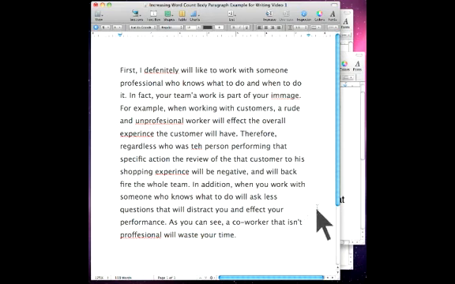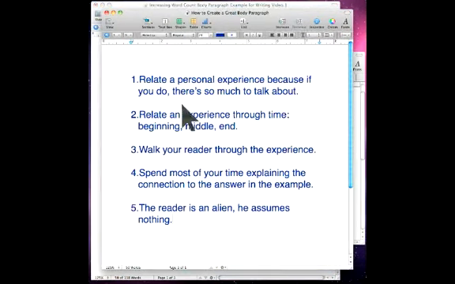So now, how are we going to do this? How are we going to increase this? I know so many of you are thinking how. Maybe you guys have a couple of ideas. So the first thing that I want to do is give you the 5 steps. First, you want to relate a personal experience, because if you do, there's so much to talk about. What do I mean by that? If you're speaking generally, you have nothing to say. You're just going to go in your head, and once you run out of ideas, you're done forever. But if you relate an experience, you're going to be much better.